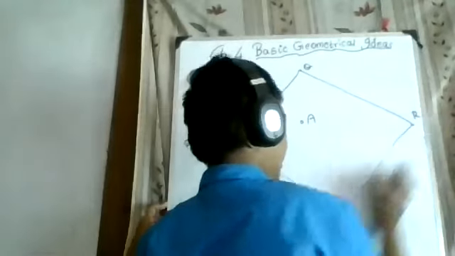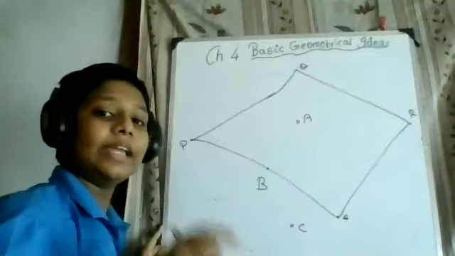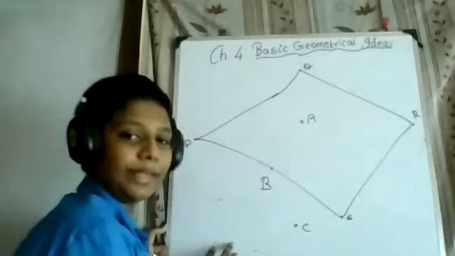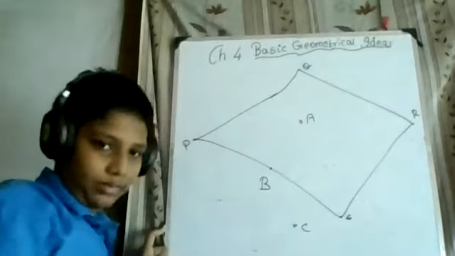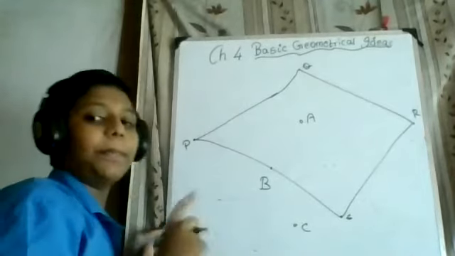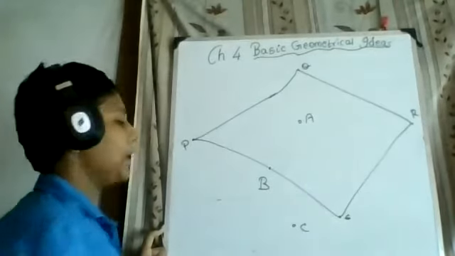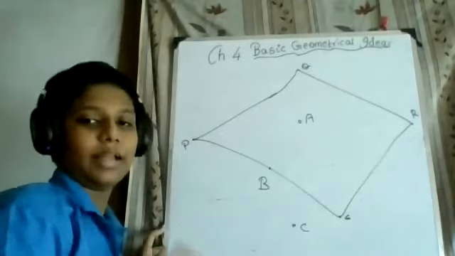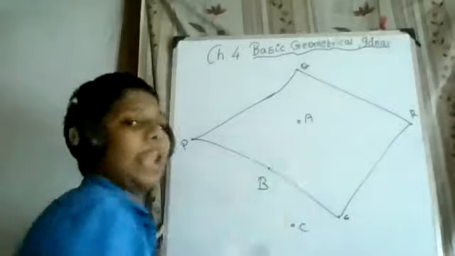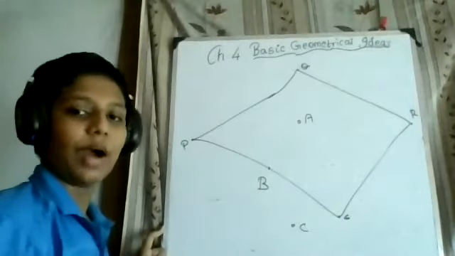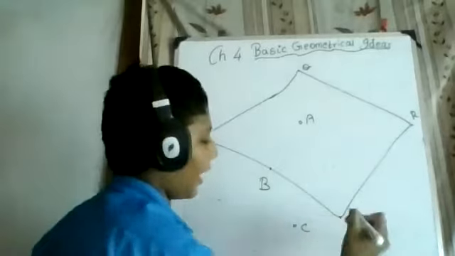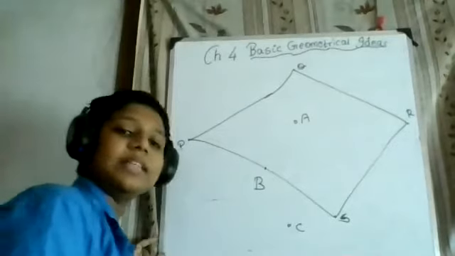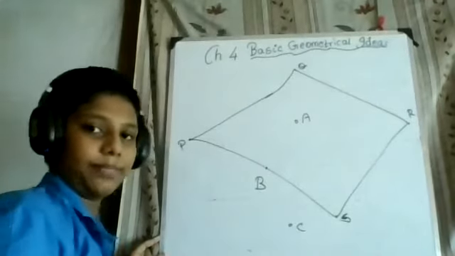Point A lies interior of the polygon PQRS, and the point B lies on the quadrilateral PQRS, and the point C lies exterior of the polygon PQRS. I repeat, point A lies interior of the polygon PQRS, and point B lies on the quadrilateral, and point C lies exterior of the quadrilateral.